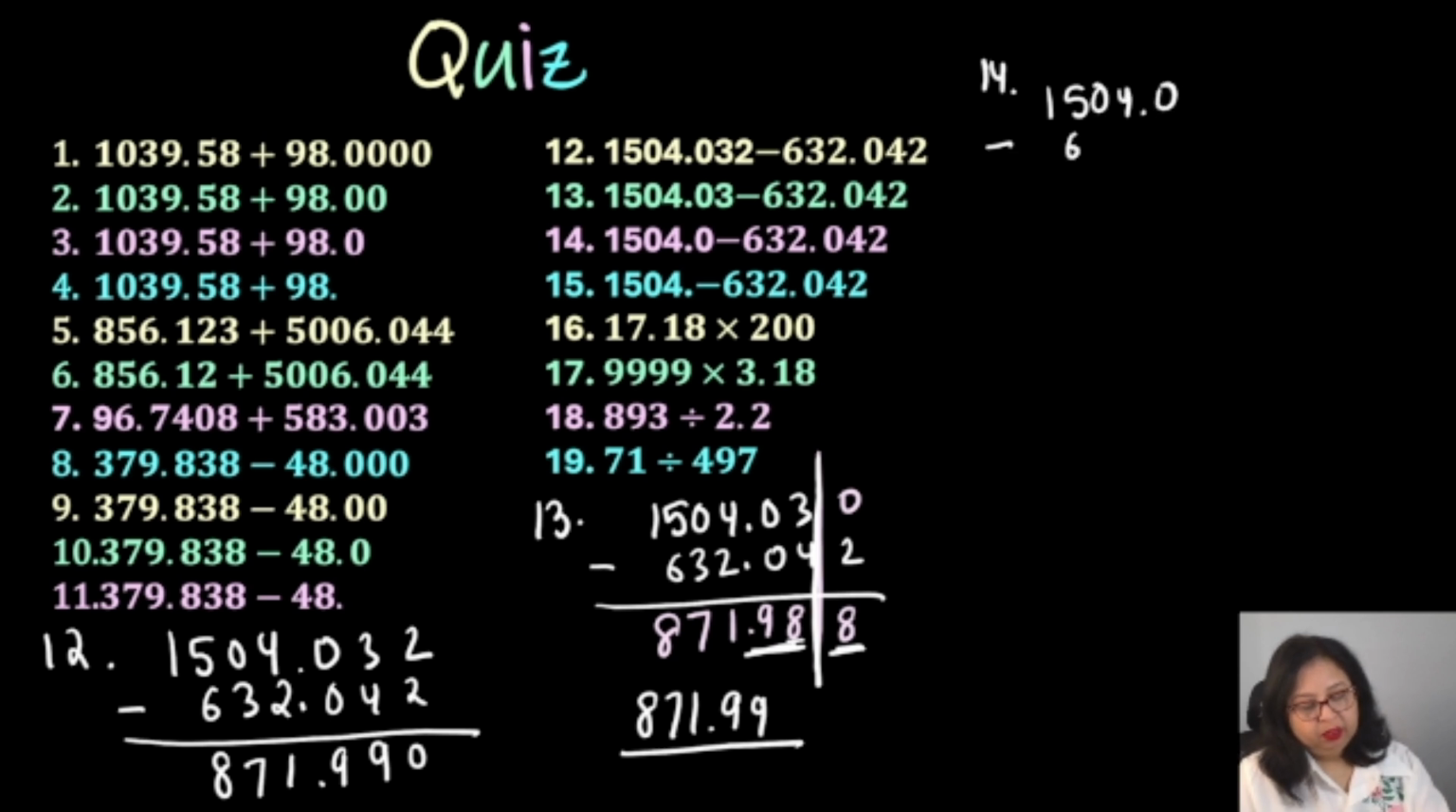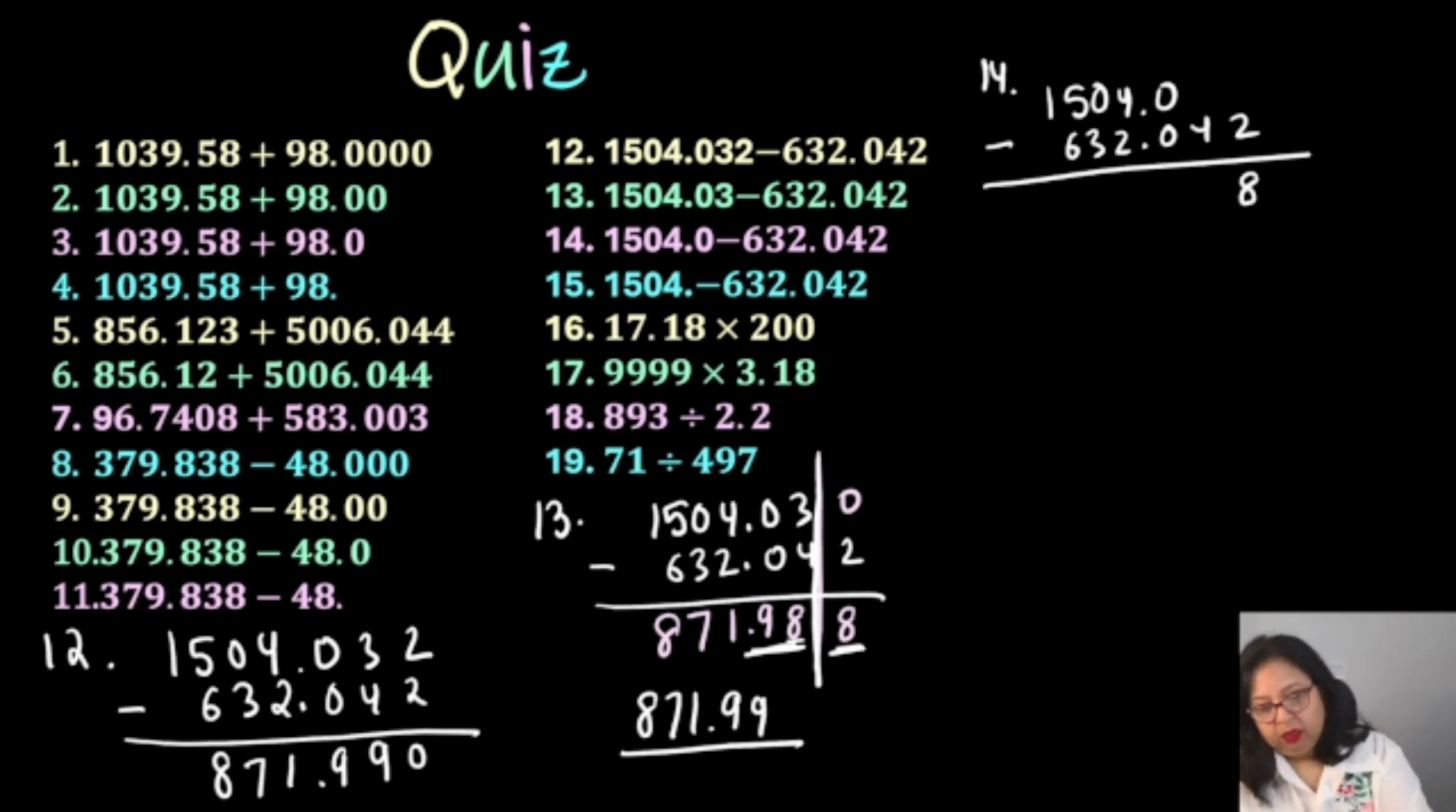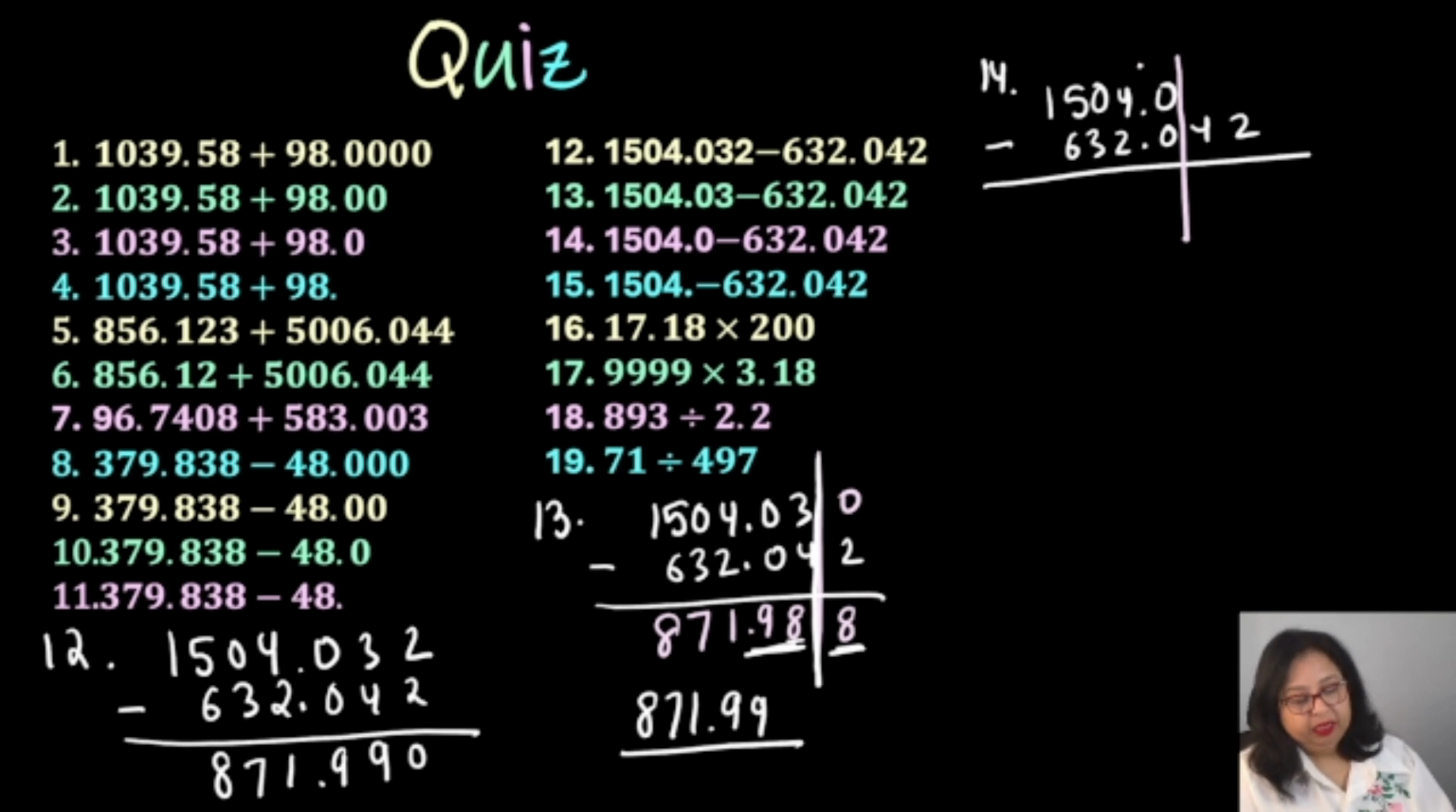Number 14. 1504.0 minus 632.042. Alright, before I work on this, the answer must be rounded off to 1 decimal place. So I have put this vertical line such that there will be only 1 digit to the right of the decimal. Now go ahead and perform the calculation.